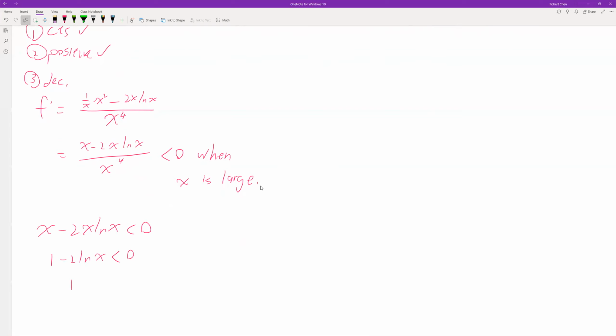It's less than 0, so 1 is less than 2 ln x. So 1/2 is less than ln x. Then e to the power of 1/2 is less than x, right? So when x is greater than e to the power of 1/2, this thing will start to decrease, right?